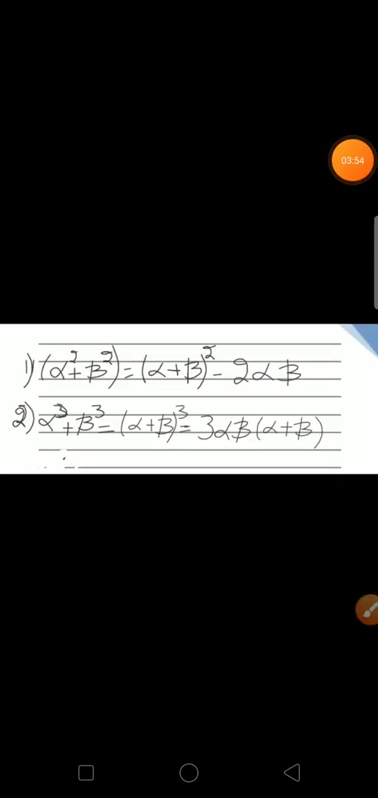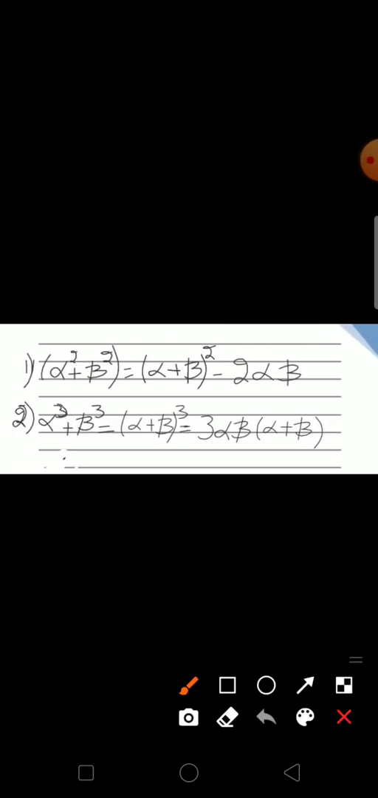Some formulas are used in this exercise. The first one is alpha square plus beta square, which is equal to alpha plus beta whole square minus 2 alpha beta, and the second one is alpha cube plus beta cube, which is equal to alpha plus beta whole cube minus 3 alpha beta times alpha plus beta. So इसके proof already हम लोग class में कर चुके हैं.